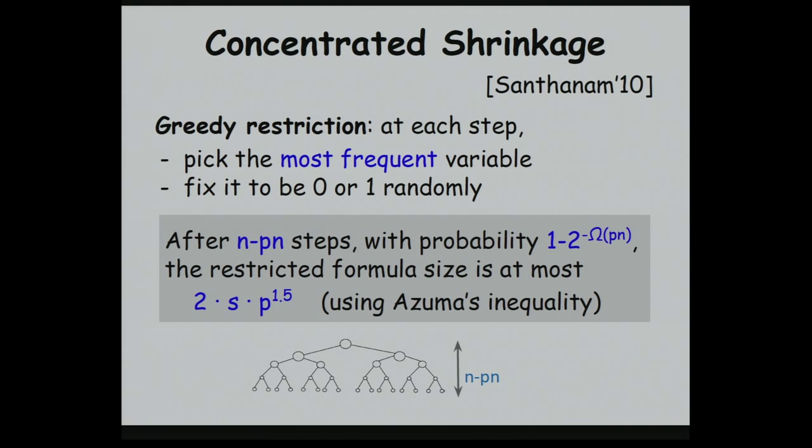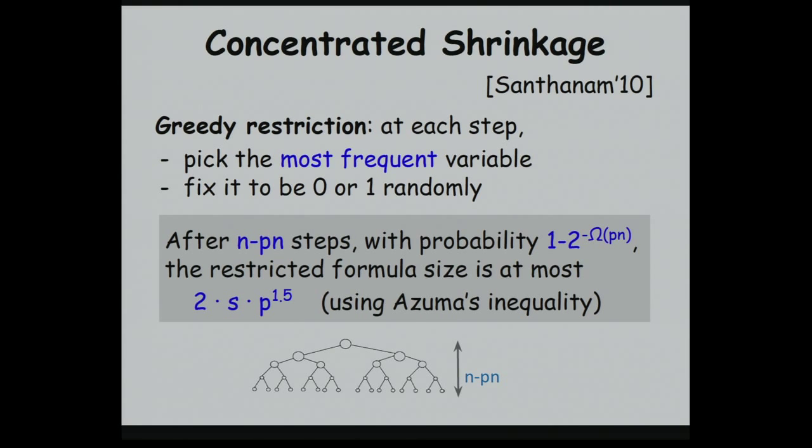It can be proved that if you do this for n minus pn steps, then with probability exponentially close to 1, the formula size is going to be upper bounded by 2 times the expected size. This can be proved using Azuma's inequality for supermartingales. This approach can be viewed as an algorithm where you do this branching level by level. At each level, you pick the most frequent variable and build 2 branches by fixing the variable to be 0 in one branch and 1 in the other branch.